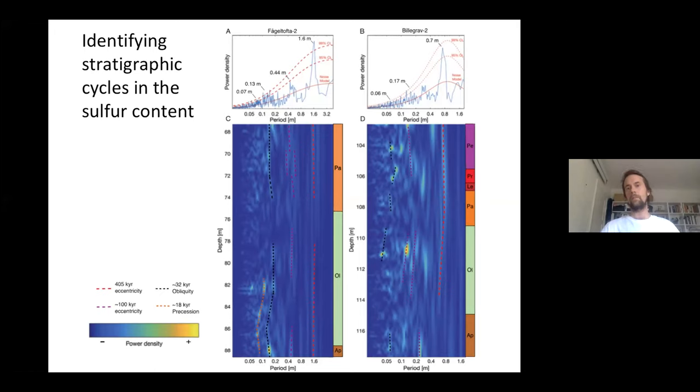And if we take the ratio of these cycles we detect, it matches with the Milankovitch cycles from the late Cambrian. If you look at the other core from Bornholm, we find one significant cycle with a period of 70 centimeters. But again, if we look at the spectrogram, we also find intervals with higher frequency cycles that are also significant. And we're going to look at some of these intervals later.